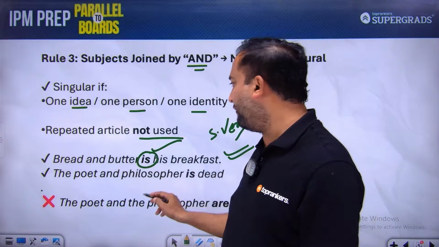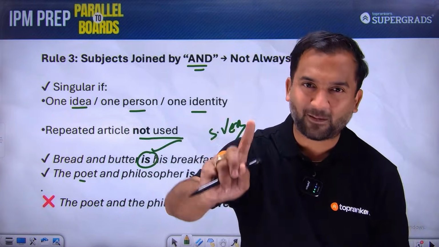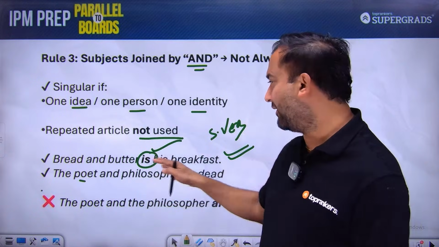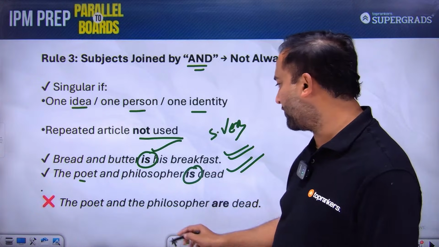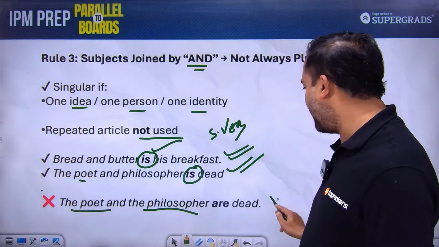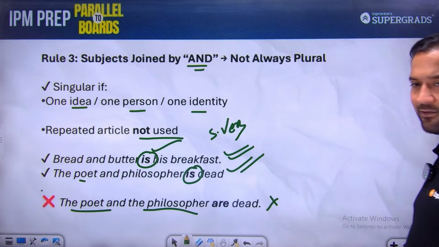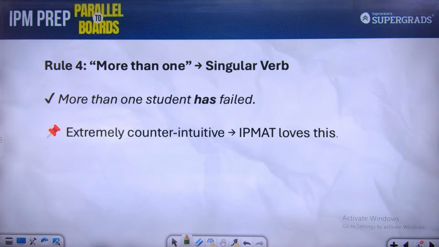The poet and philosopher, एक ही बंदा है, वही बंदा poet है, वही philosopher है. Article is not repeated, so it should be "is". "The poet and the philosopher", now this usage is incorrect, students. This usage is incorrect. So that was, students, our rule number 3.